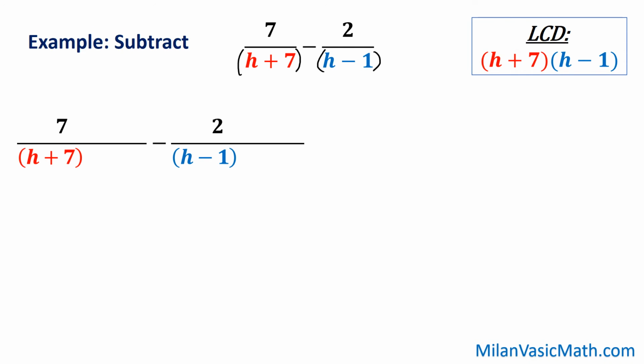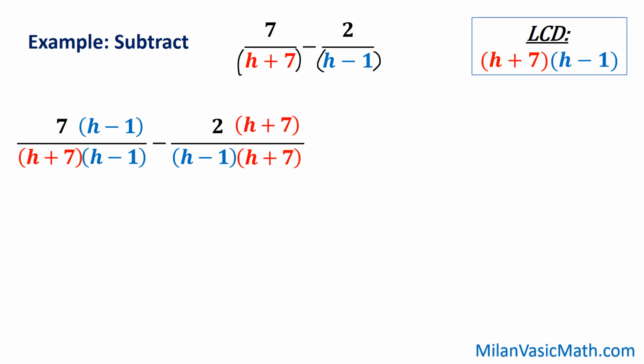What I like to do is rewrite it with a little bit of room. It helps you keep track of your work, and it's much more organized. So the first fraction is missing an h minus 1, so we write it in the numerator and the denominator. The other fraction is missing an h plus 3. Now they both have the same denominator. So we move along.